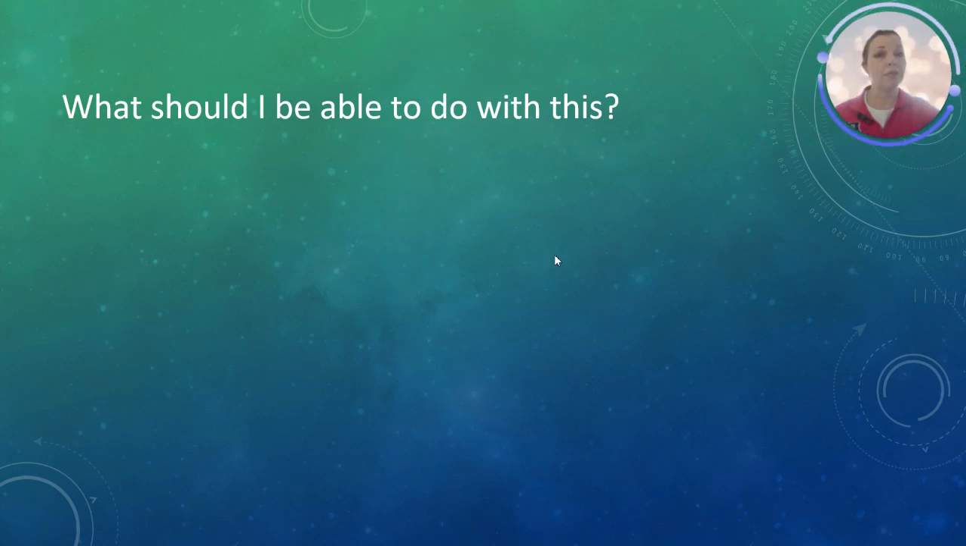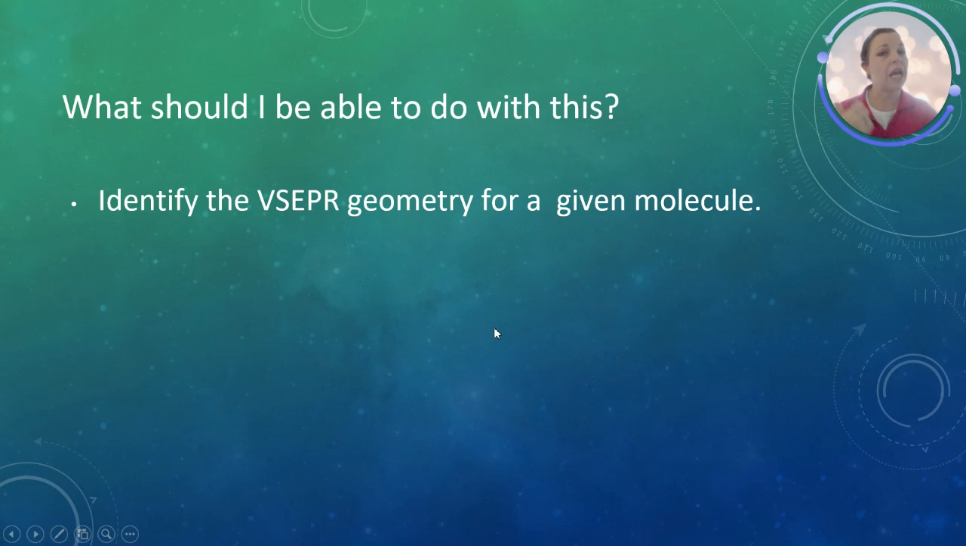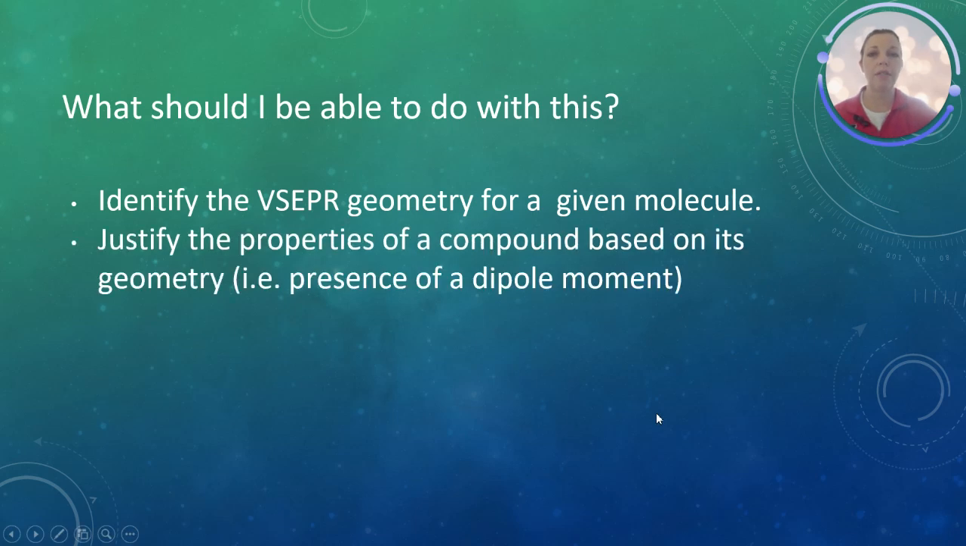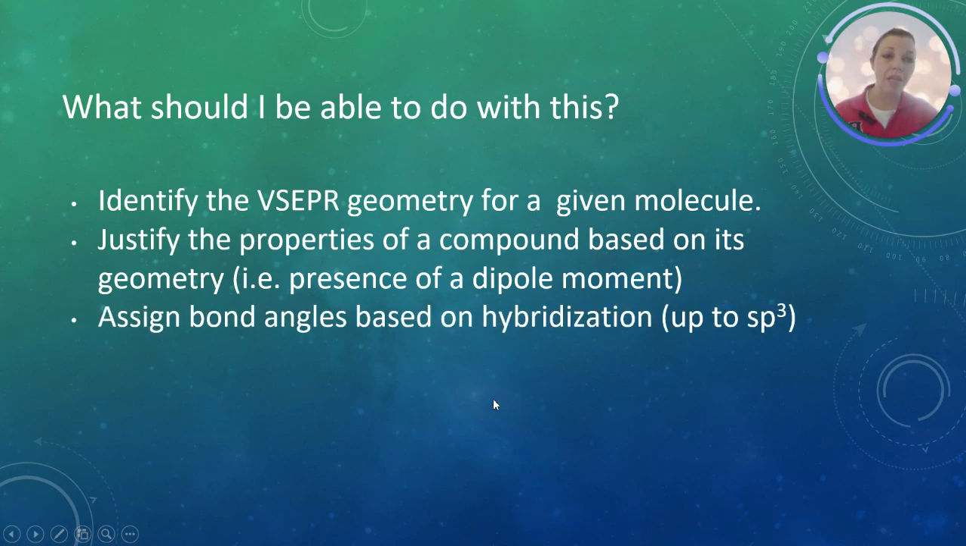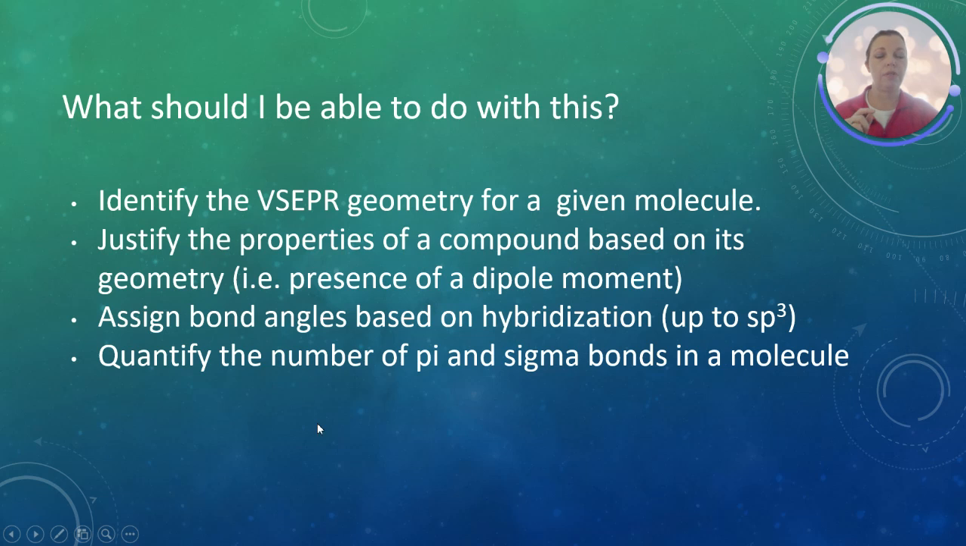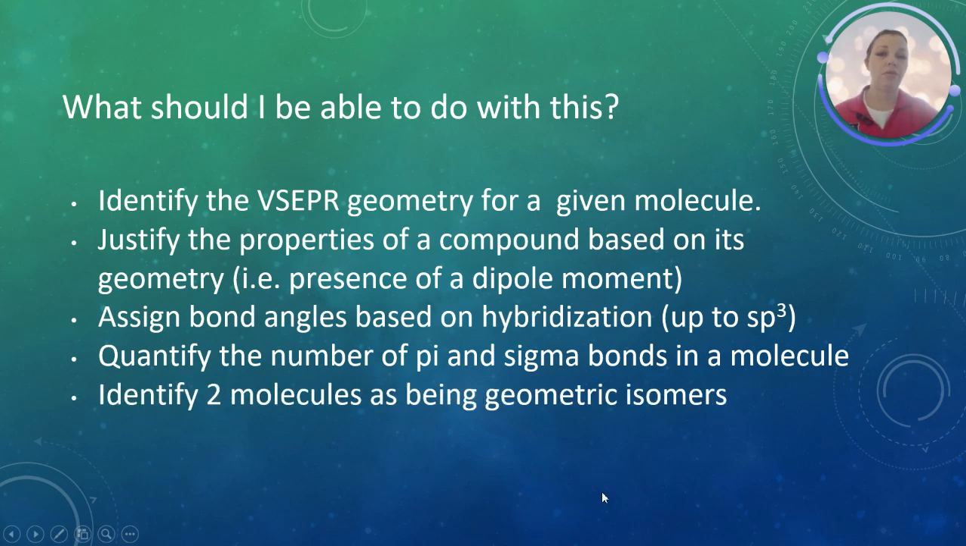All right, so that's it for the video. There's a lot, again, to go through in this one. So what should you be able to do with this? Number 1, identify the VSEPR geometry for a given molecule. Justify the properties of a compound based on its geometry, including the presence of a dipole moment. Assign bond angles based on hybridization or VSEPR up to sp3 for hybridization, and that also means be able to identify the hybridization. Quantify the number of pi and sigma bonds in a molecule. Identify 2 molecules as being geometric isomers.